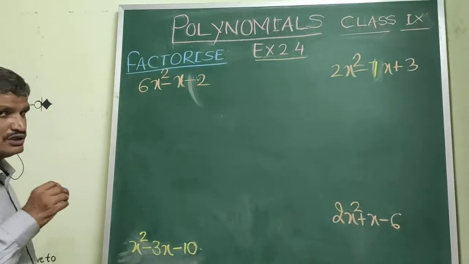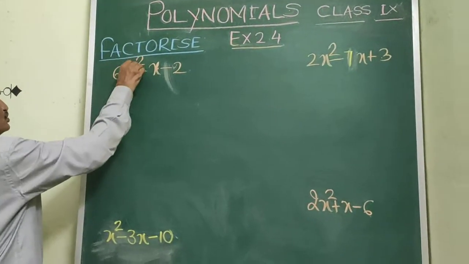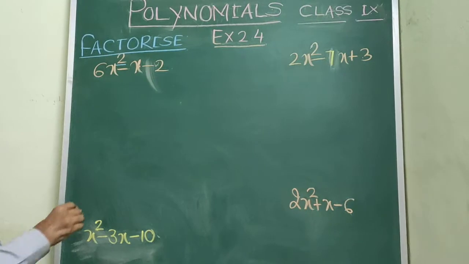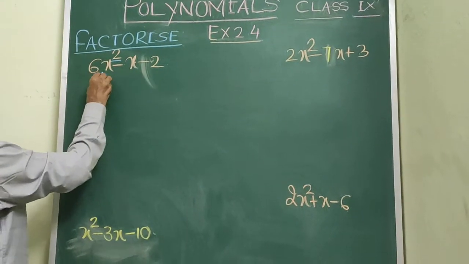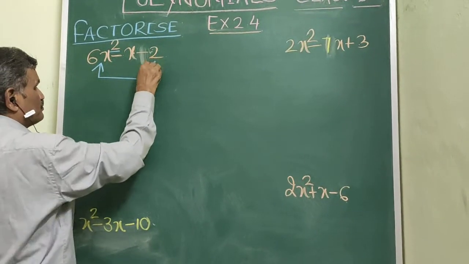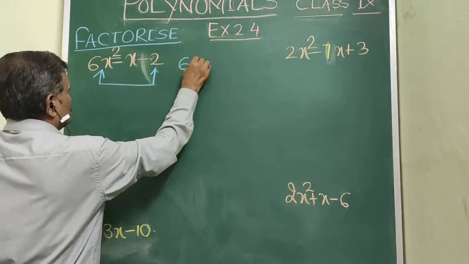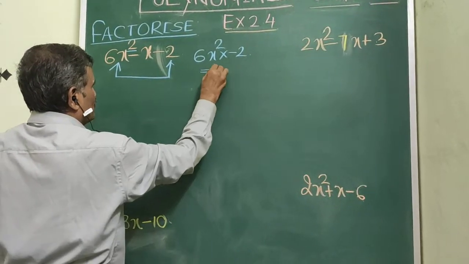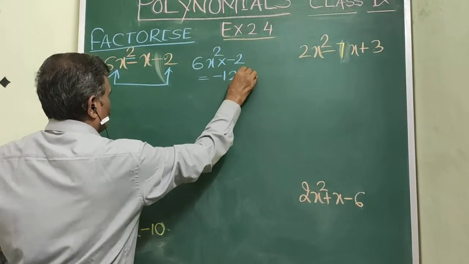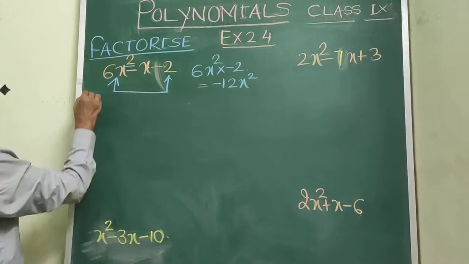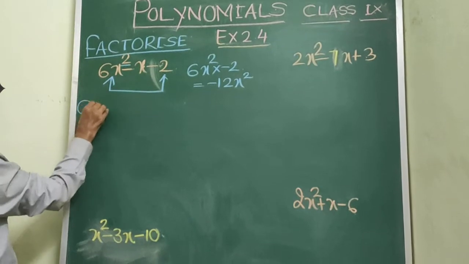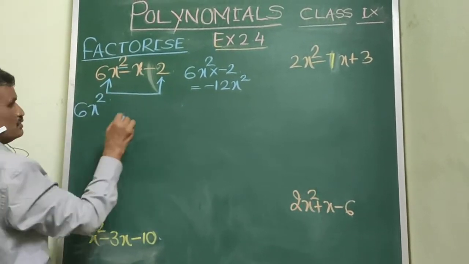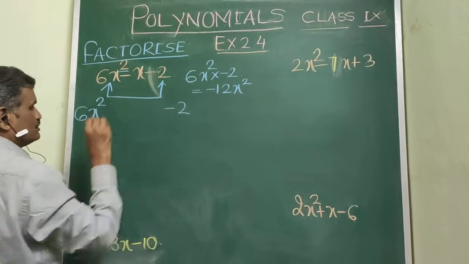See, the first step here: the degree is 2, so it is a quadratic polynomial. The first step is to multiply the first and the last term. What I mean is 6x square you have to multiply by minus 2. By doing that, what you get is minus 12x square. Now you write the first term as it is and the last term as it is.